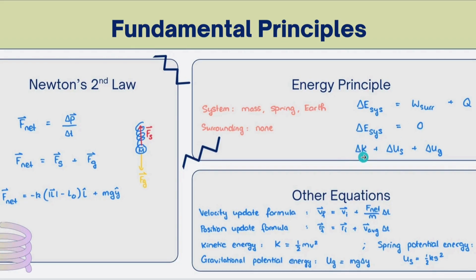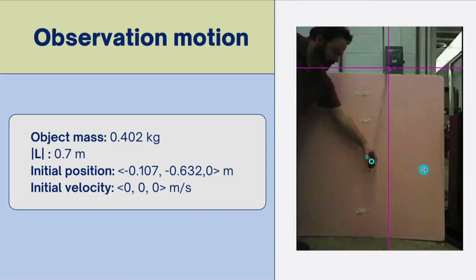Expanding delta E, we have the change in kinetic energy with the equation down here, the change in spring potential energy, and the gravitational potential energy. Some other equations are the velocity update formula and the position update formula. They are both from Newton's second law.